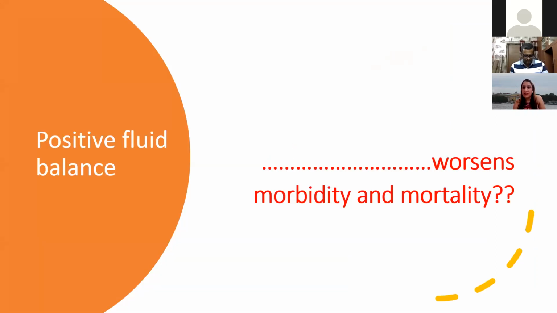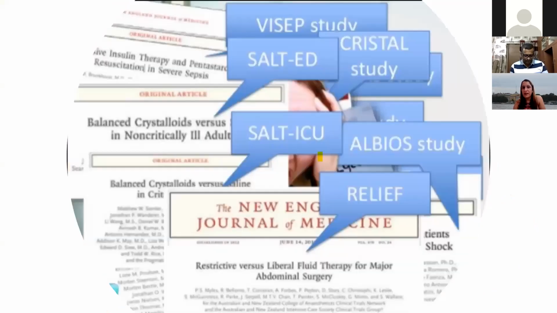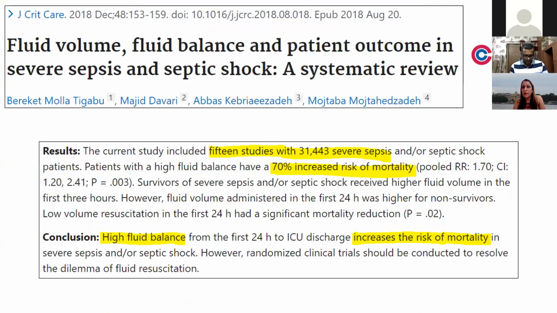So positive fluid balance. Actually, this is all theoretical, but does it certainly worsen the morbidity and mortality? Let's see what the literature says. There's enormous literature present about fluids, but here we talk about the fluid volume and the fluid balance. This was a systematic review published in 2018, a review of around 15 studies involving more than 31,000 patients. And it said that with high fluid balance, there is a 70% increased risk of mortality. And the fluid volume administered in the first 24 hours was higher for the non-survivors. So certainly high fluid balance is bad.